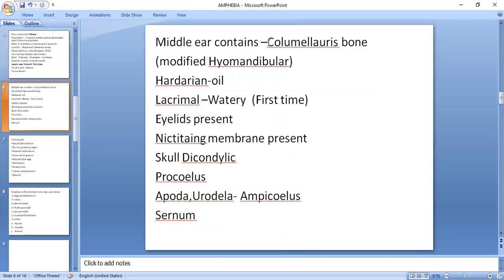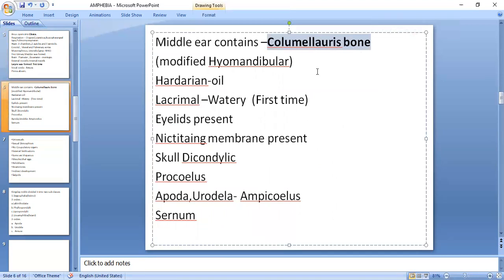The middle ear contains a bone called the columella, which is the modified hyomandibular of fishes. So there are eye glands like Harderian glands and lacrimal glands. Harderian glands secrete oil, lacrimal glands secrete water.